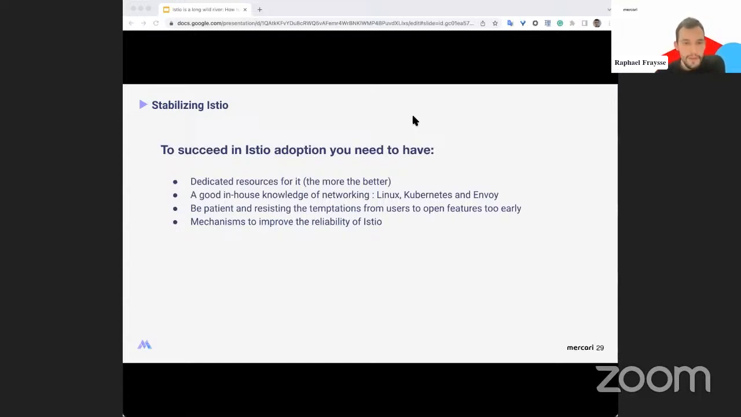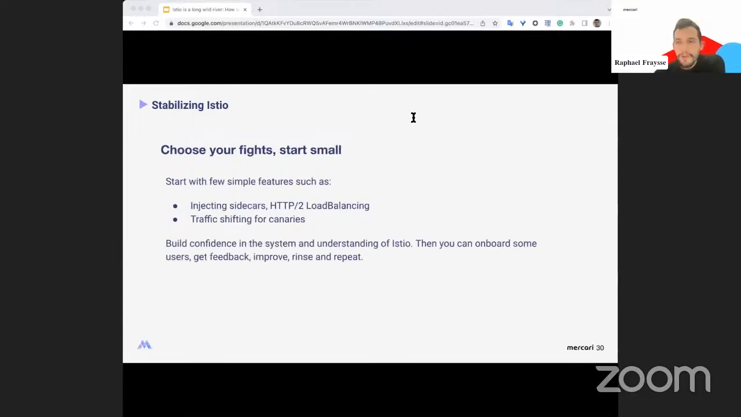Then one of our pieces of advice is to choose your fights and start small, with simple features such as just injecting the sidecars and getting HTTP2-based load balancing that you cannot have in default Kubernetes clusters, or traffic shifting for canaries, so that you have an easy, controllable way of releasing new features or new versions of your services. And once you build confidence in the system and understanding of Istio, then you can onboard users, get feedback, improve, and repeat this cycle iteratively.